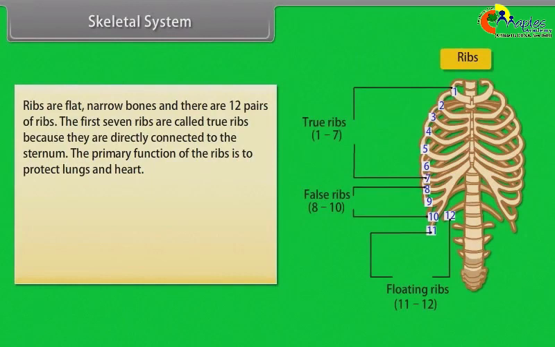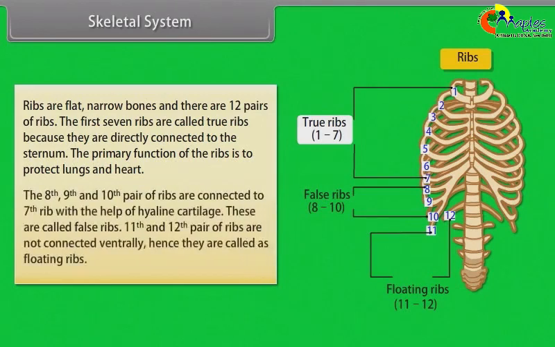The first 7 ribs are called true ribs because they are directly connected to the sternum. The primary function of the ribs is to protect the lungs and heart. The 8th, 9th, and 10th pair of ribs are connected to the 7th rib with the help of hyaline cartilage. These are called false ribs. The 11th and 12th pair of ribs are not connected ventrally. Hence they are called floating ribs.